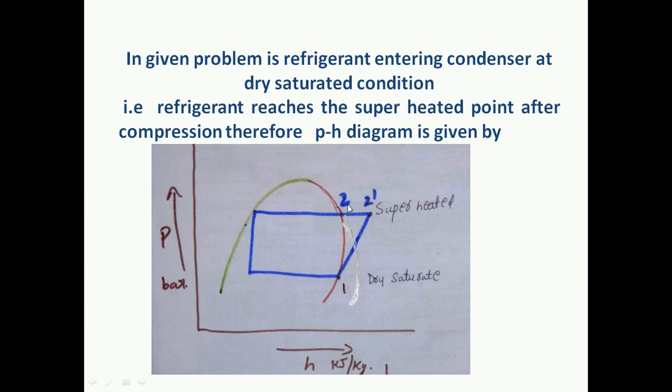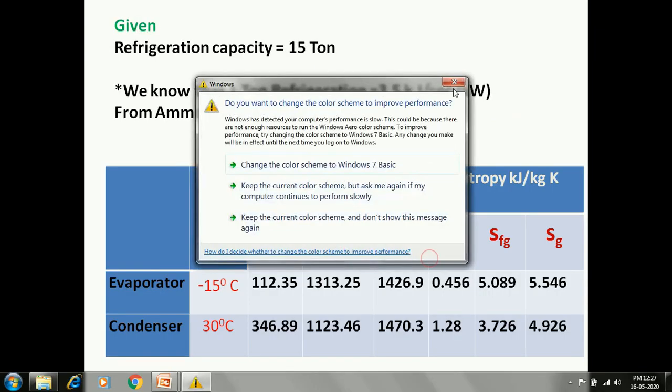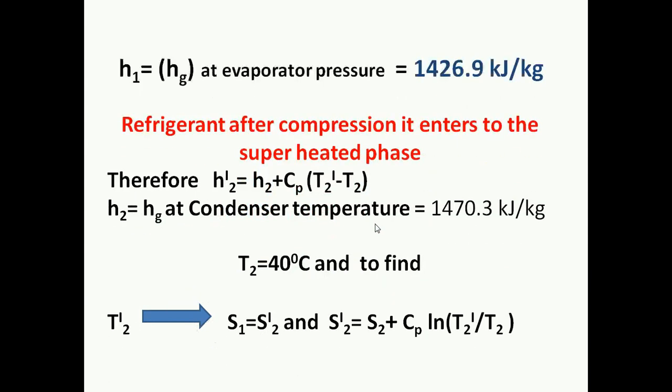But T2 you only know, because the 30 degrees Celsius that is given is the T2 temperature. You don't know the value of T2 dash. How to find T2 dash? By using simple equations; these are applications of the concept with small, simple algebraic equations. See, H2 is equal to Hg at condenser temperature, which you can note down from the table. T2 is equal to 40 degrees Celsius. To find T2 dash, use the concept.